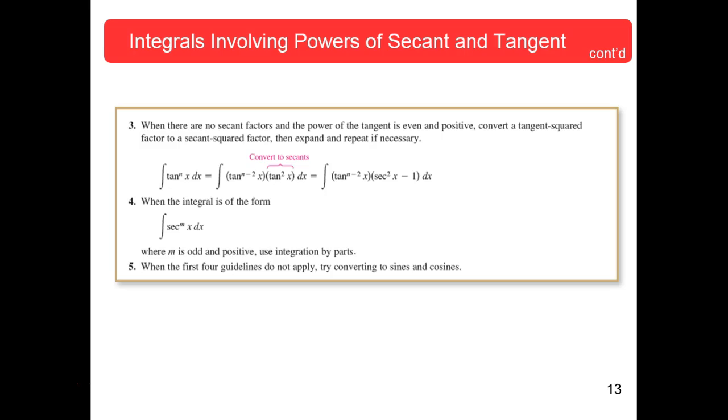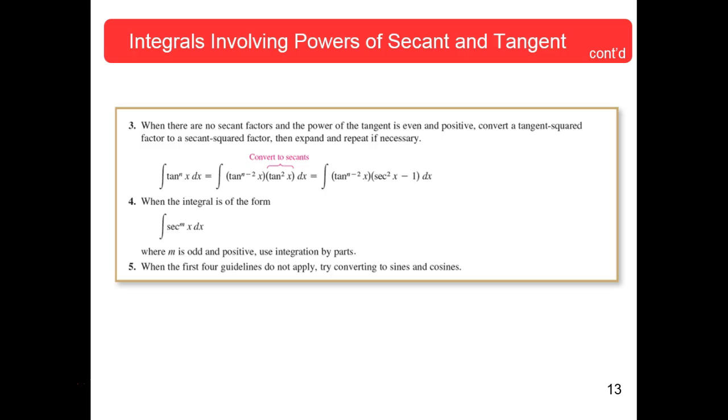What this gives you is what they call a reduction formula. You just keep doing it, wearing this down, wearing it down, because every time you pull out a tangent squared, it's going to be even, but you get it in terms of secant. So you just keep going. We'll get to that in a minute. Now, when it's of this form, secant to the m, where m is odd and positive, you use integration by parts.